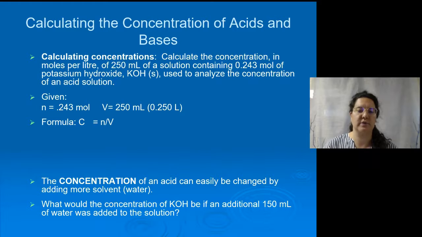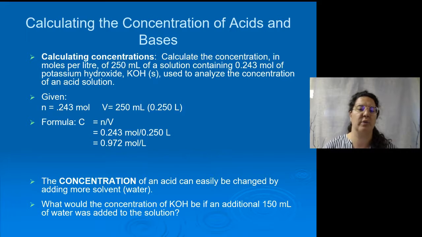So when we're calculating concentrations, we calculate this in moles per liter, and we also want to use our volume in liters. So the formula in your textbook or in your data booklet is concentration is equal to moles per volume. So calculate the concentration in moles per liter of a 250 milliliter solution containing 0.243 moles of potassium hydroxide. So this will be a basic solution. And this is going to be used to analyze the concentration of an acid. So we're given moles and volume, 0.250 liters.